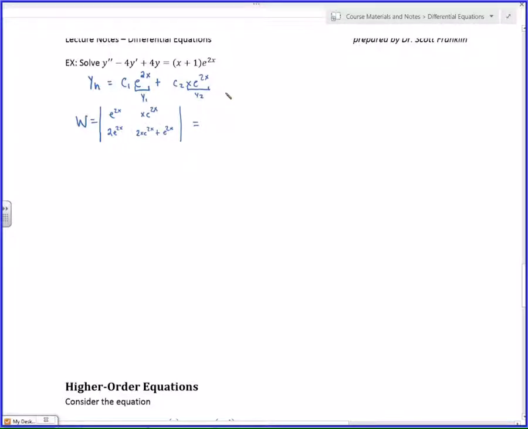By the way, if you don't have space, feel free to use the back of your pages. That's why I did that. Don't feel like you have to write so small as I do.